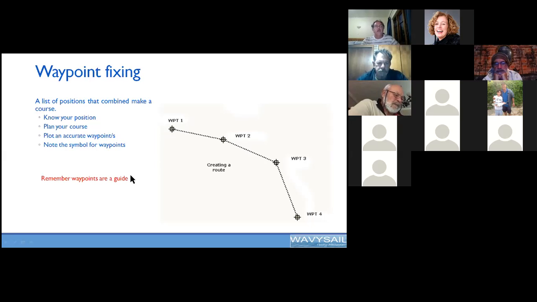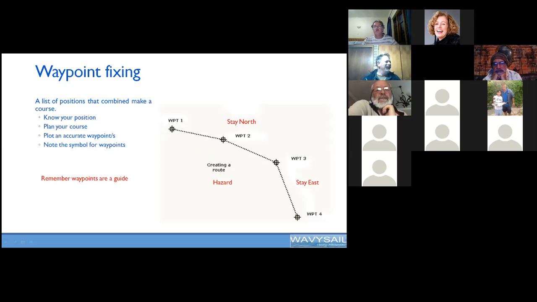Okay? Now remember, waypoints are a guide. They're not, you must go to that spot, you must go to that spot, you must go to that spot. Okay? So here's your hazard. You're creating a route to go around that hazard. In this case, you want to stay north here and then stay east here. Doesn't matter if you're outside it in this case. It would be a problem if you come inside.